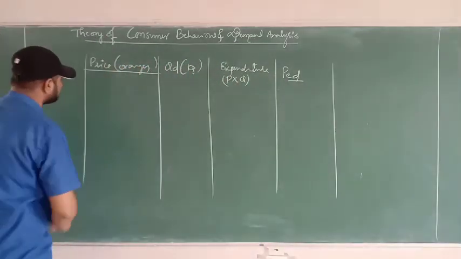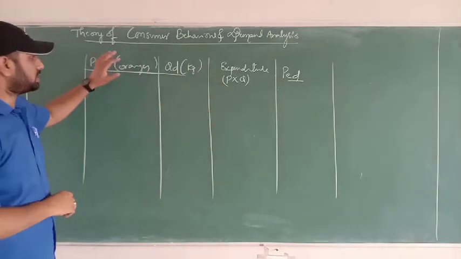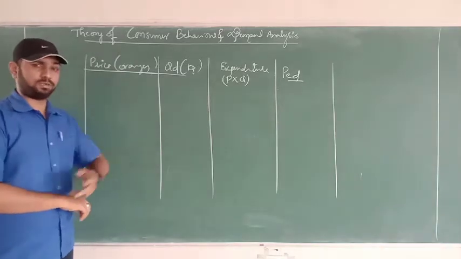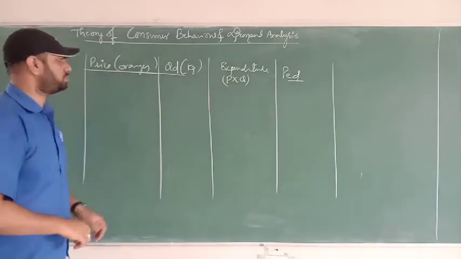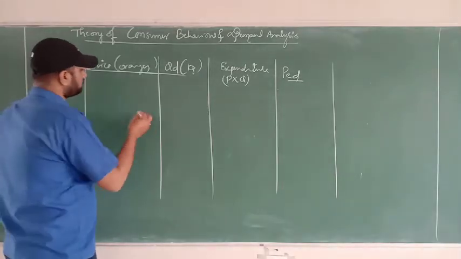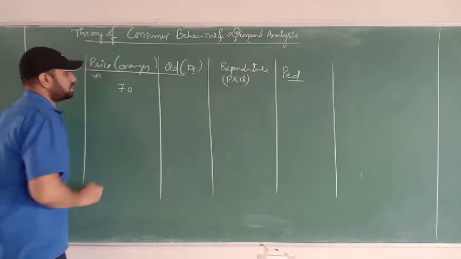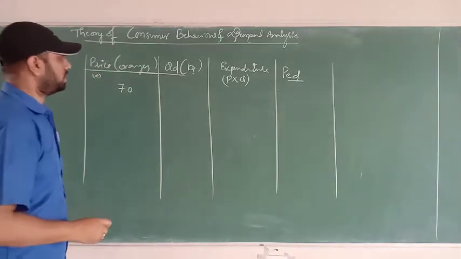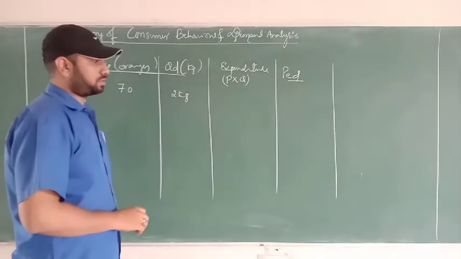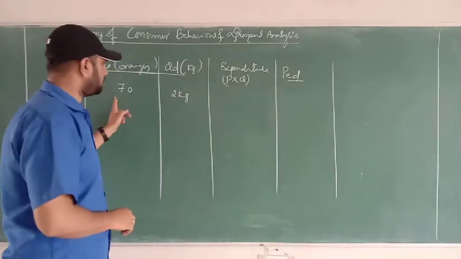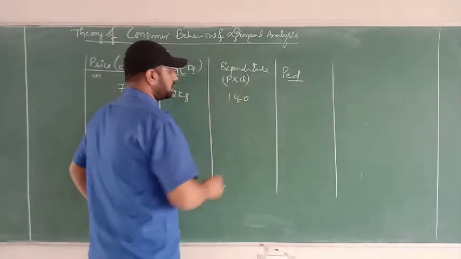Now coming to the first one. So here some prices will be there of different goods and services, and we have taken some oranges. Assume the price of orange is rupees 70. Assume we have taken 2 kilos. How many kilos? 2 kilos. So when we multiply the price with the quantity, we have spent 140.